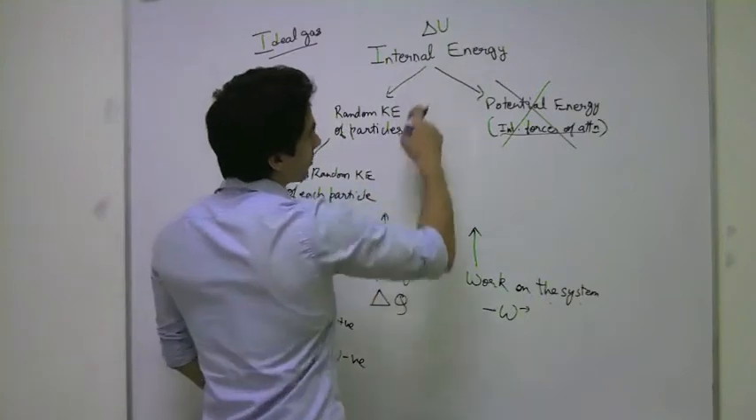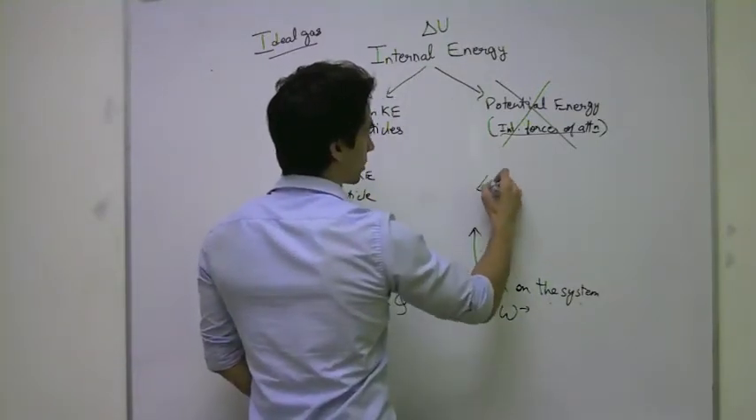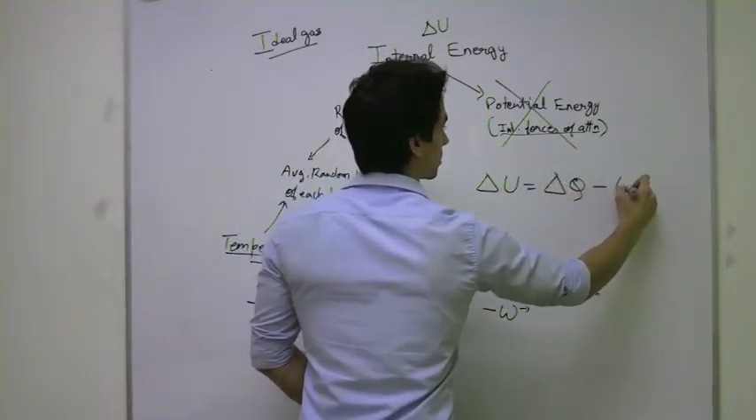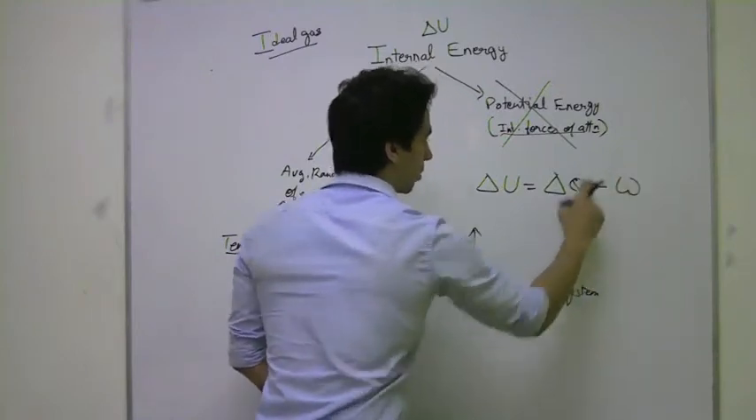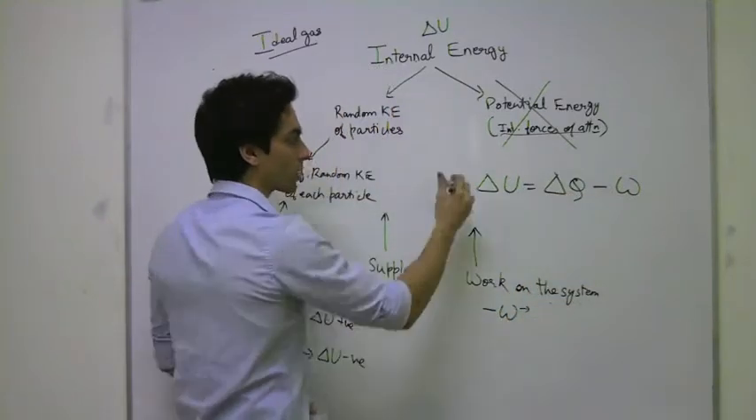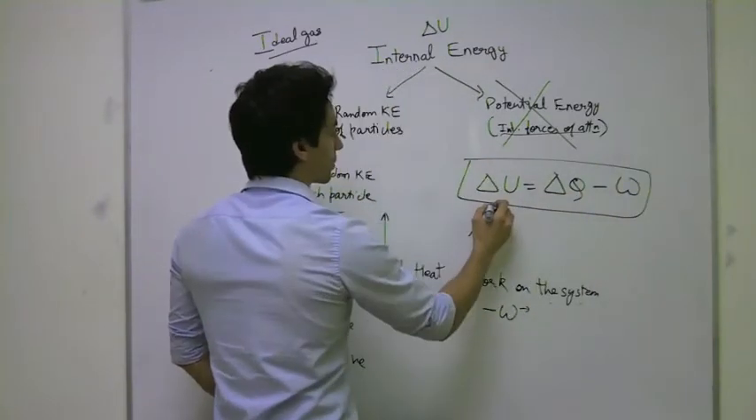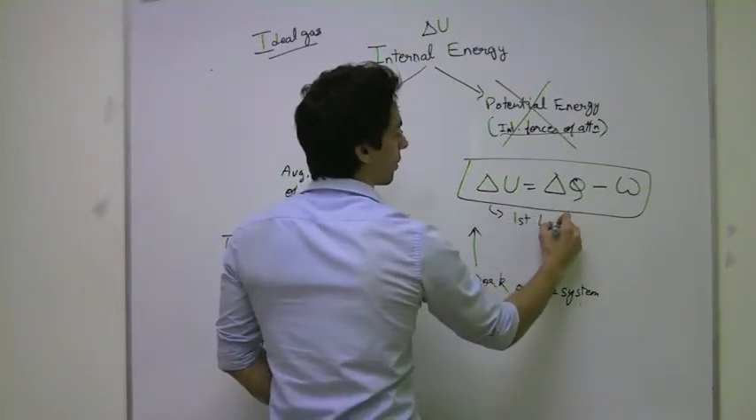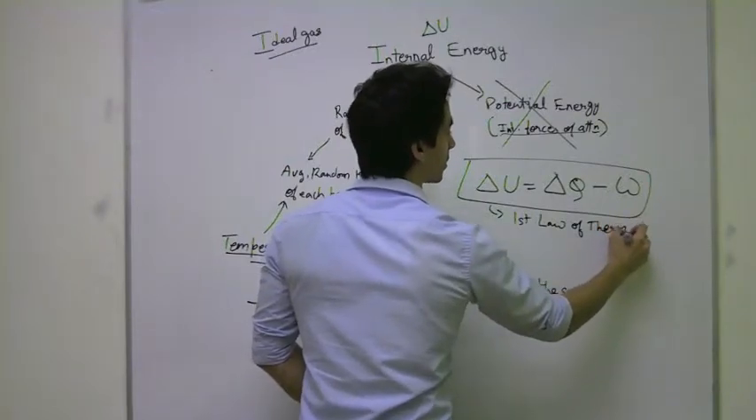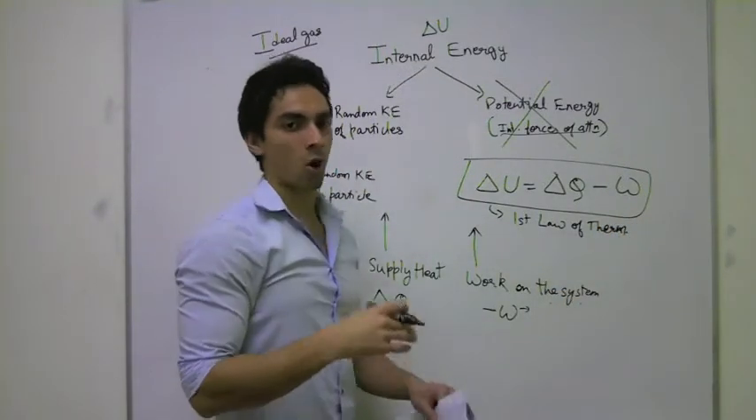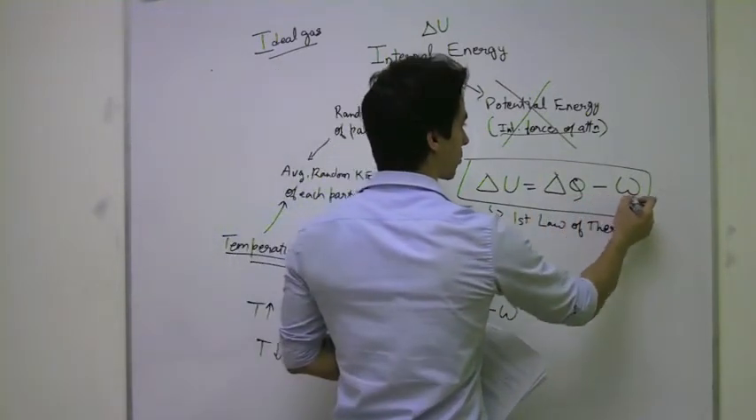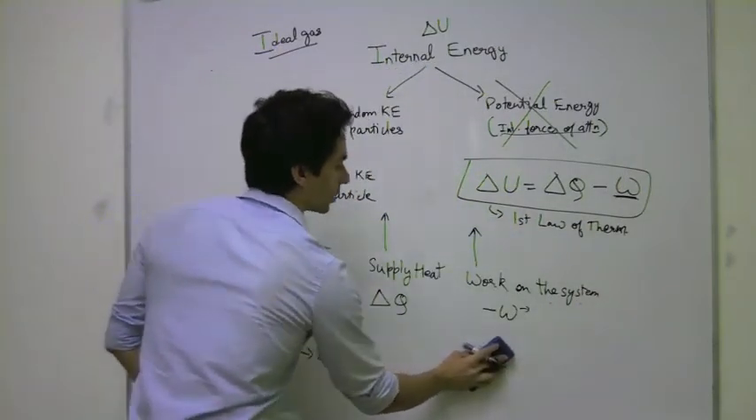And by this equation here, the increase in internal energy is the heat supplied plus the work done on the system. In other words, subtract away the work done by the system. So this is basically the first law of thermodynamics. And if you think about it, it is nothing but another way of stating the law of conservation of energy.